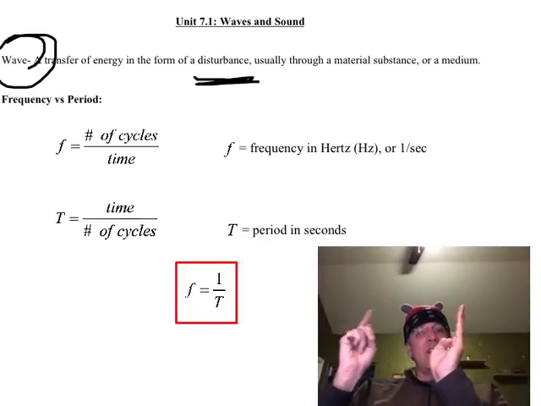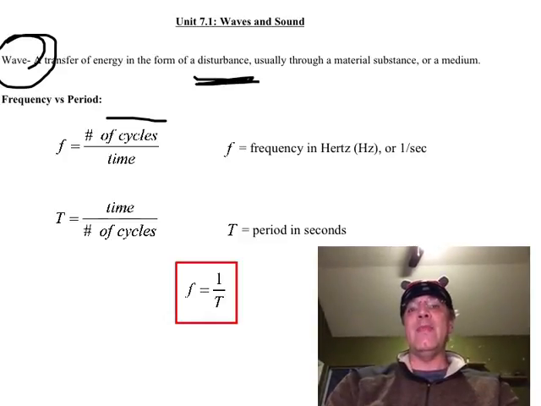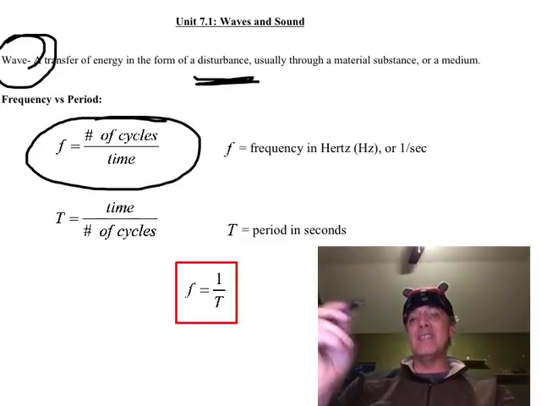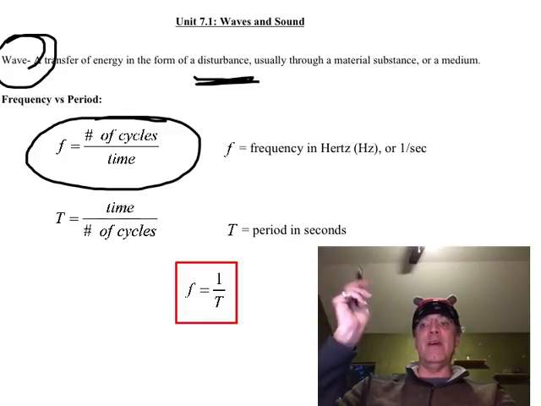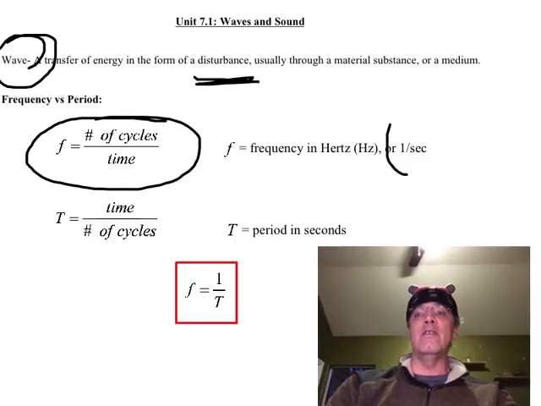And since we usually send more than just one, there's a certain number of disturbances per second. That's our frequency. It's the number of cycles, the number of disturbances, the number of times I hit something per second. 1/seconds is called a hertz.